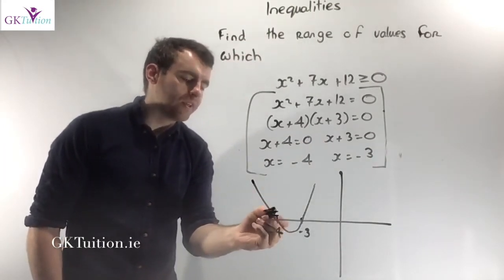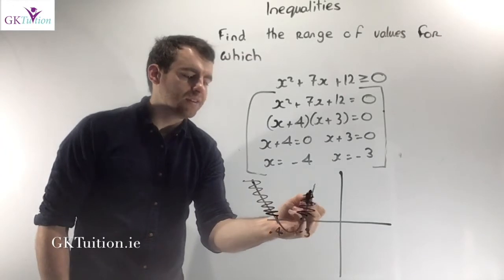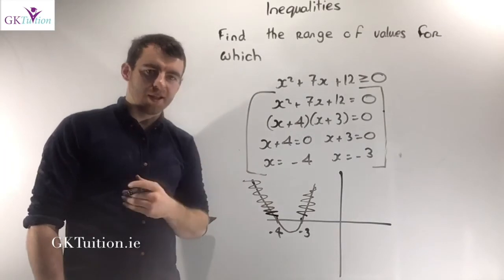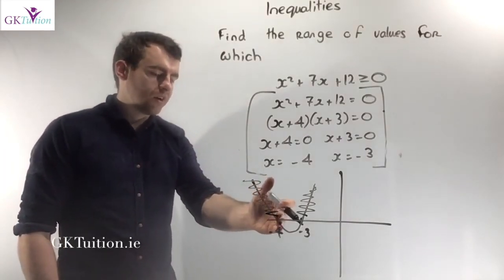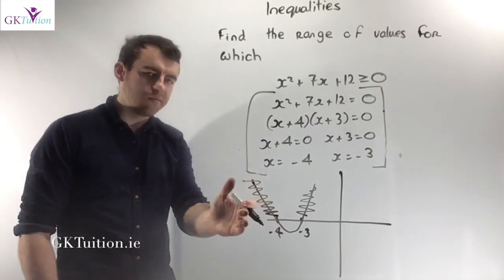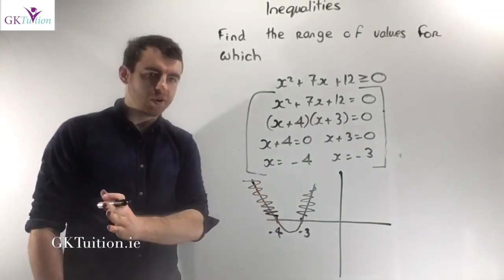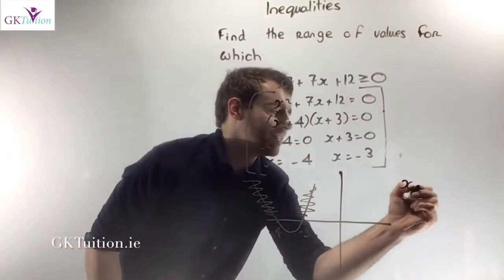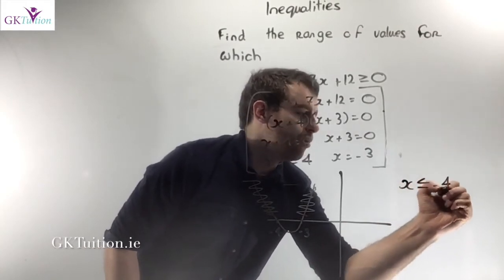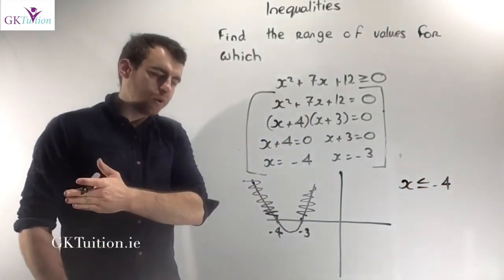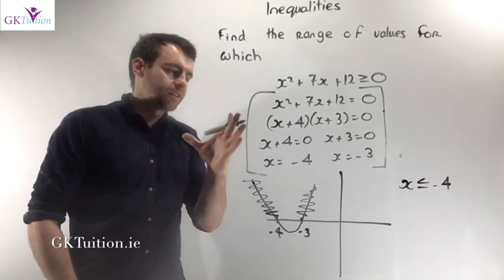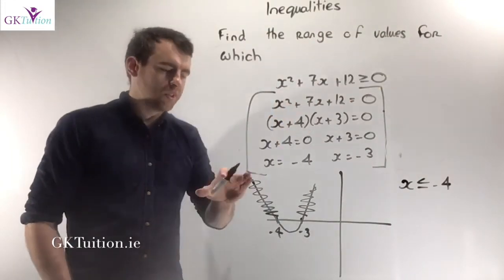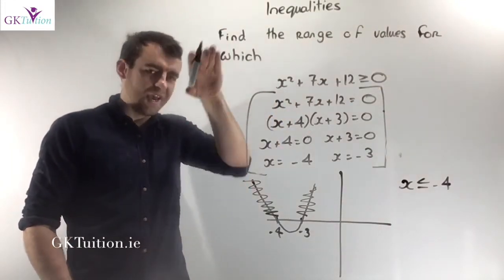Clearly the quadratic is above the x-axis in this region and in this region. So that's 2 separate regions, which means that I'm going to get 2 separate answers. If I take x values that are to the left of minus 4, in other words minus 5, minus 6, minus 7, anything smaller than minus 4, the quadratic is above the x-axis. So my first answer is that when x is less than or equal to minus 4, the quadratic is above the x-axis. That's my first region. When x is less than or equal to minus 4, I know that the quadratic is greater than or equal to 0, or in other words, above the x-axis.